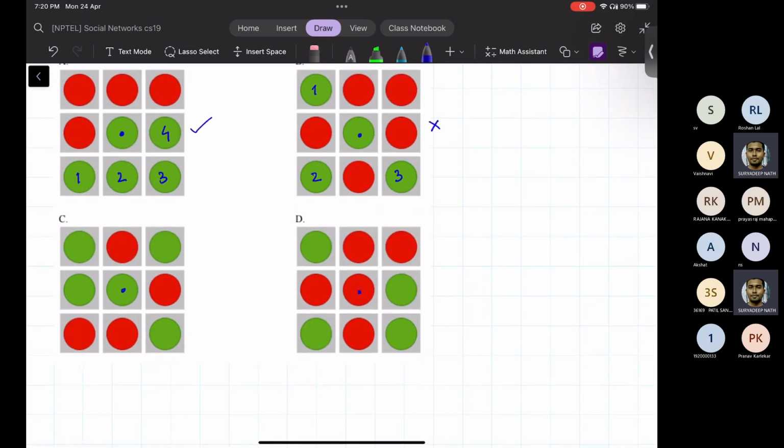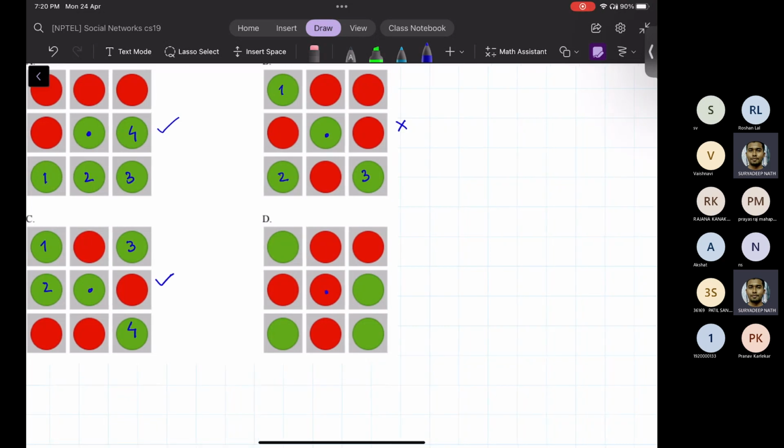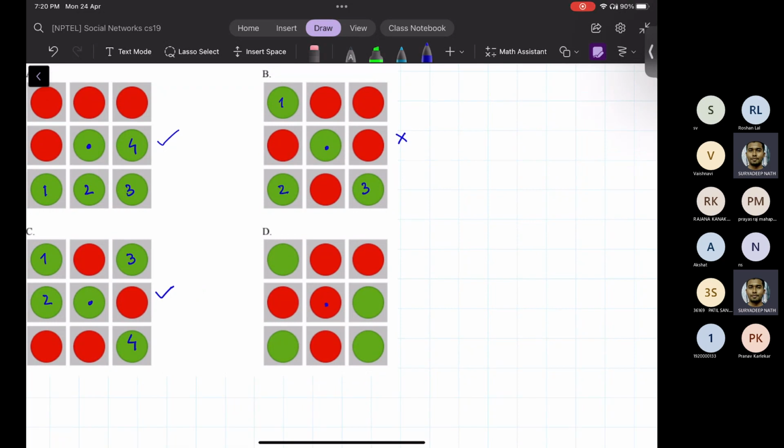Coming to option C, the similar neighbors are 1, 2, 3, 4. So this is also stable. Coming to option D, the center node is red and the similar neighbors are 1, 2, 3, and 4. So this is also stable.